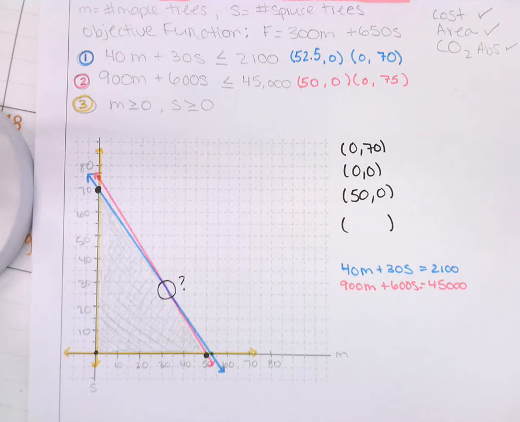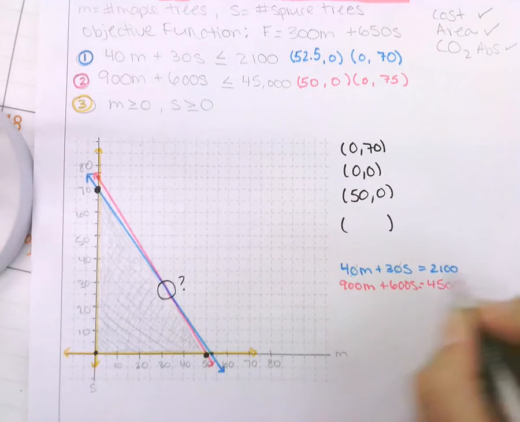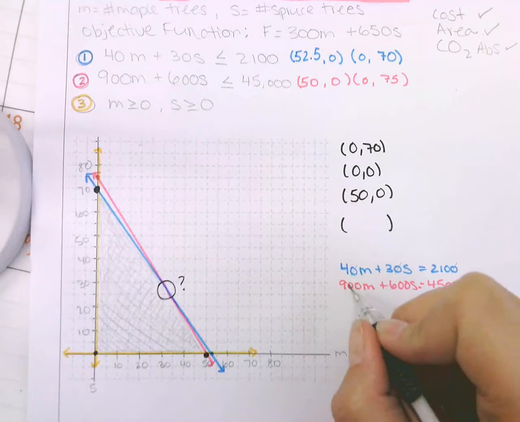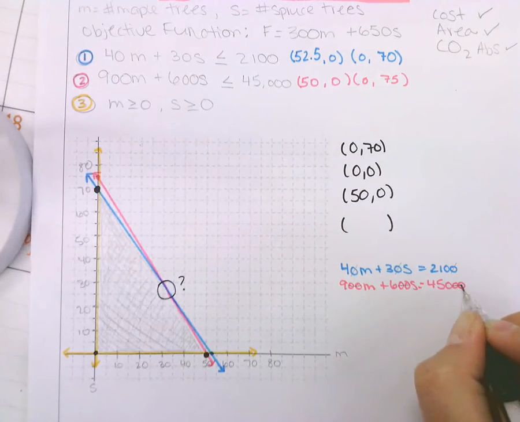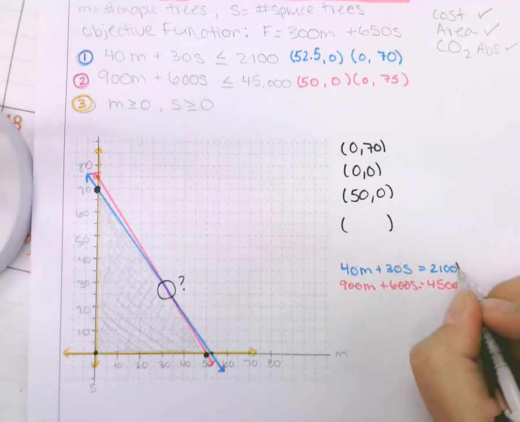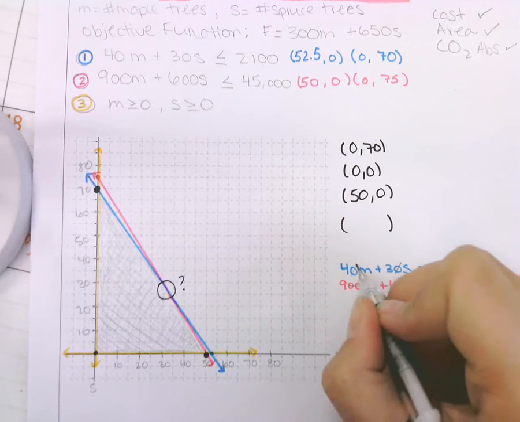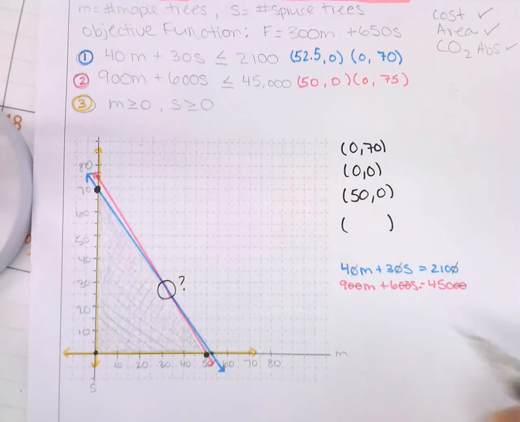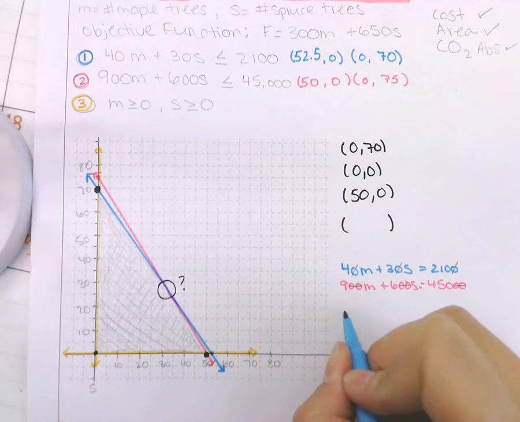I'm going to use elimination. Before I eliminate, it is easier to get rid of some zeros here. I can get rid of some zeros by dividing by 10 up here and dividing by 100 down here. Okay, and if I do that, I have a 3s and a 6s. So what I can do is multiply by -2.